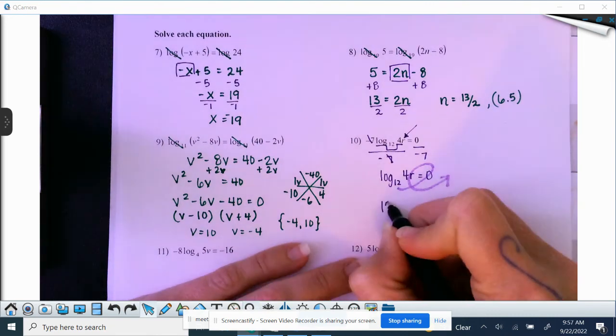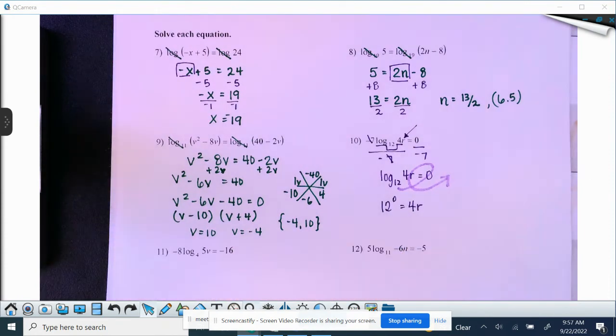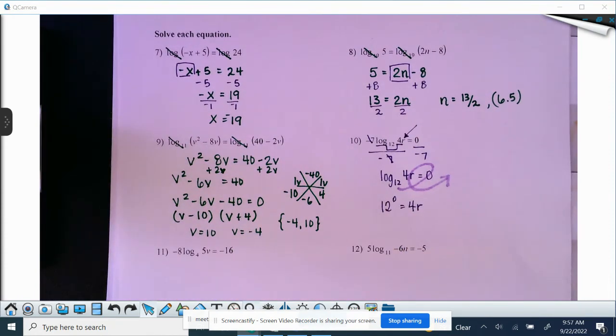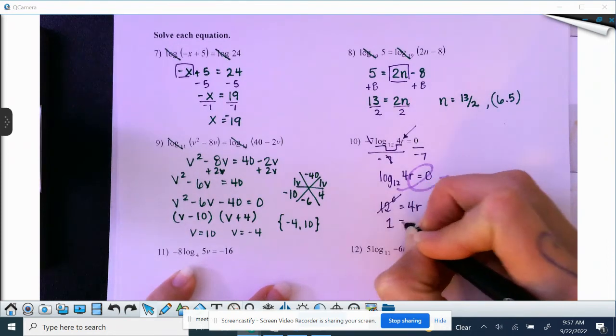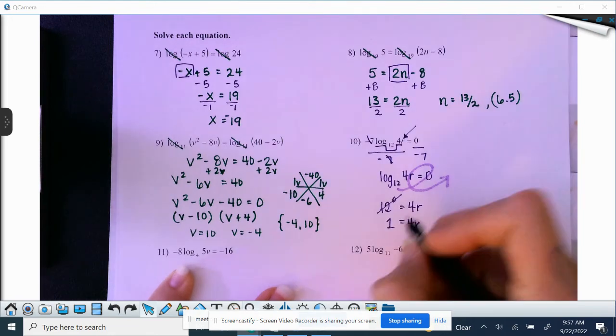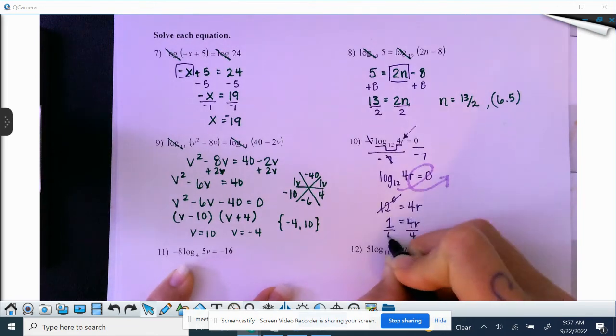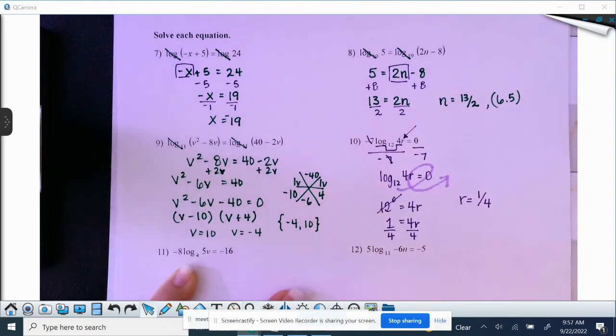So 12 to the 0 power is equal to 4r. Now we have to remember our laws of exponents, or again, the beauty of this, use your calculator. Please use your calculator. 12 to the 0, any number to the power of zero is 1. So this whole thing just becomes a 1. We need to get the 4 off the r. That's attached by multiplication, so we're going to divide. So r is 1/4. And then ta-da, you're done.